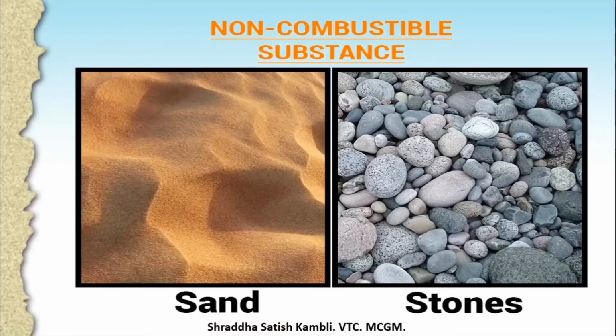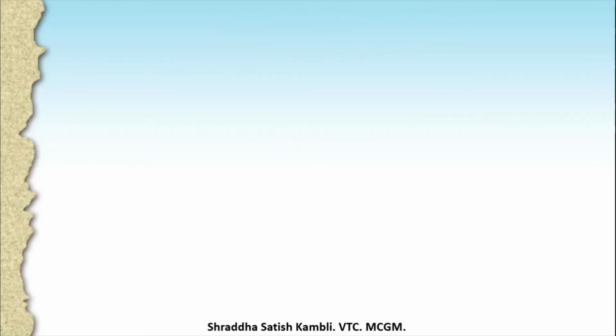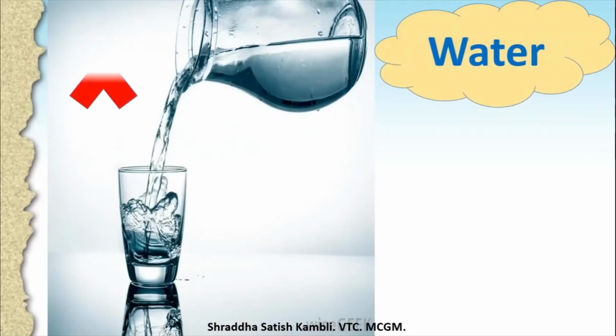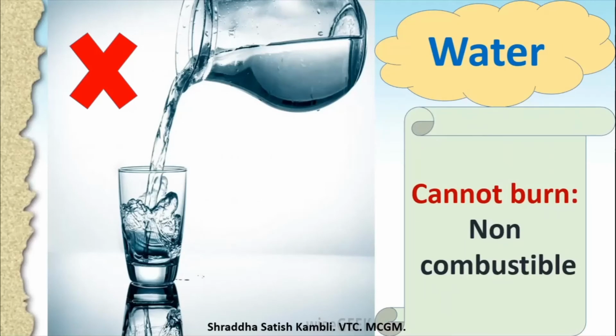But there are some things which cannot burn. For example, see, sand cannot burn, stone cannot burn. So all these things are called non-combustible. So there are two kinds of things. One which can catch fire, we call them combustible. Some things which cannot catch fire, we call them non-combustible substances. Okay, see, water is also non-combustible because water cannot catch fire. It cannot burn. In fact, we use water in order to put out fires. Okay, so water is non-combustible.